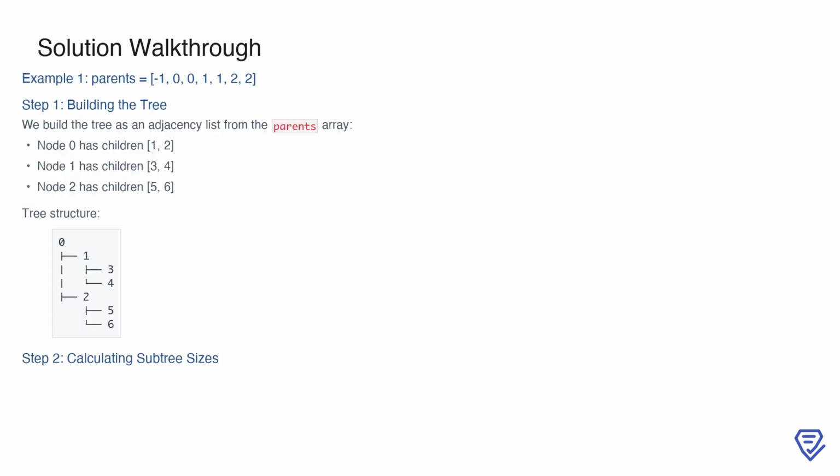To solve this problem, we start by constructing the tree from the parents array using an adjacency list representation. Here, the root node is 0 because it has a parent of -1. Node 0 has two children, nodes 1 and 2. Then, node 1 has children 3 and 4, and node 2 has children 5 and 6. This gives us a clear hierarchical tree structure where node 0 is the root, and we can see all its descendants. This structure will help us in the next step, where we calculate the size of each subtree.